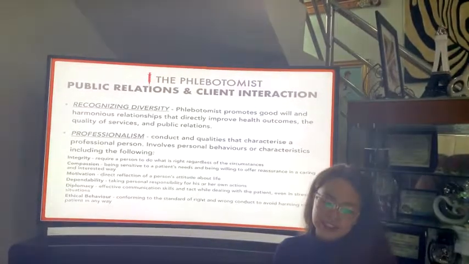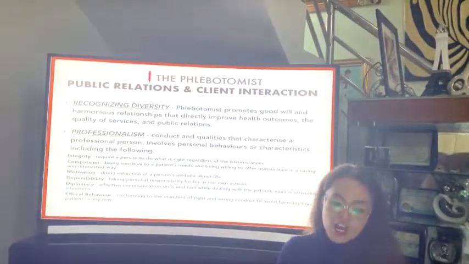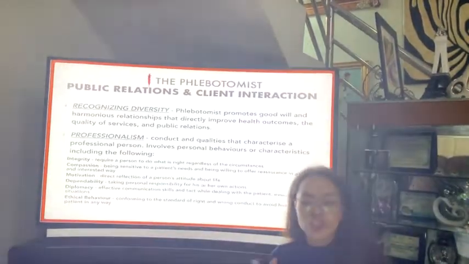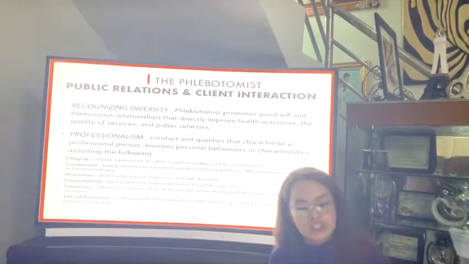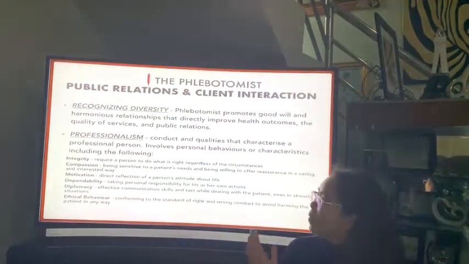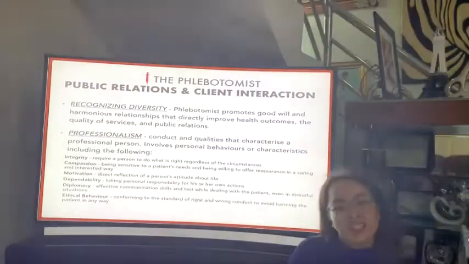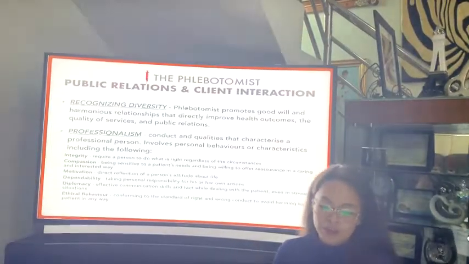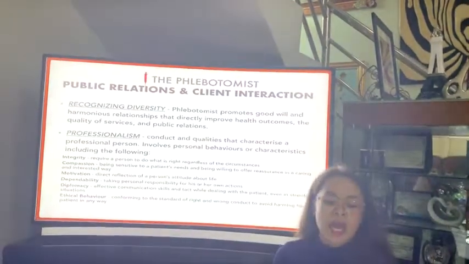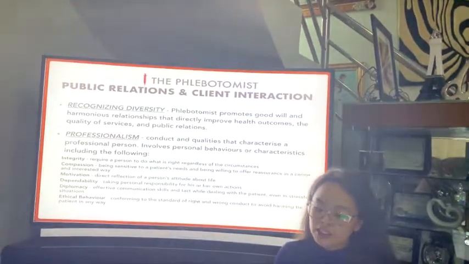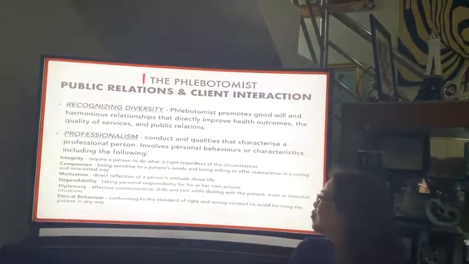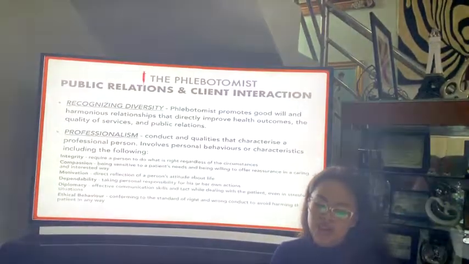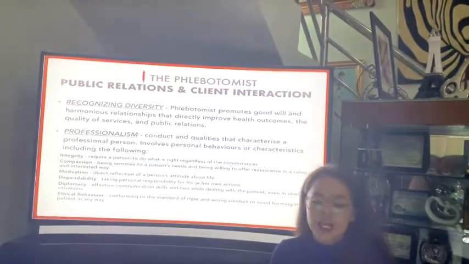regardless of the circumstances. Second is compassion, being sensitive to a patient's needs and being willing to offer assurance in a caring and interested way. Third is motivation, a direct reflection of a person's attitude about life. That's very much needed. Dependability, taking personal responsibility for his or her own actions. Diplomacy, effective communication skills and tact while dealing with a patient even in stressful situations. And ethical behavior, conforming to the standard of right and wrong conduct to avoid harming patients in any way.